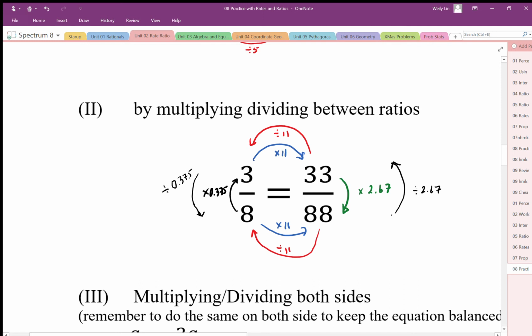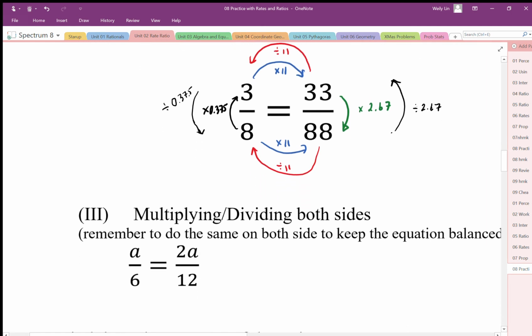we can divide by 0.375 going down. So now we're starting to develop some options here. And again, we can use that reciprocal multiplier, so 8 divided by 88, which is 0.090909 repeating. We can use that factor to go between the ratios as well. So that's another way we can do it.